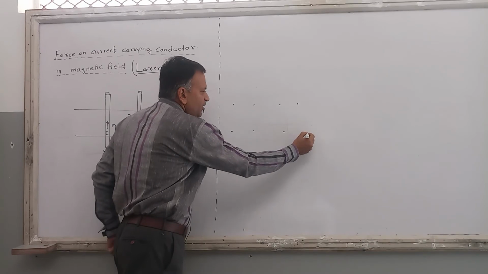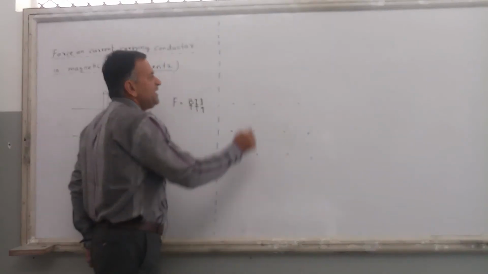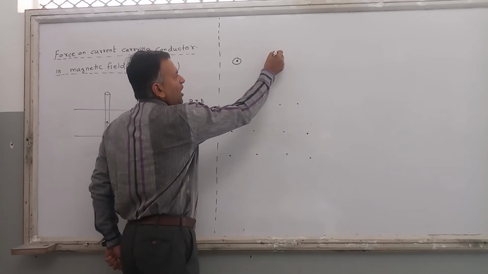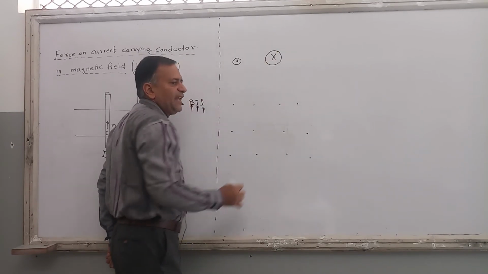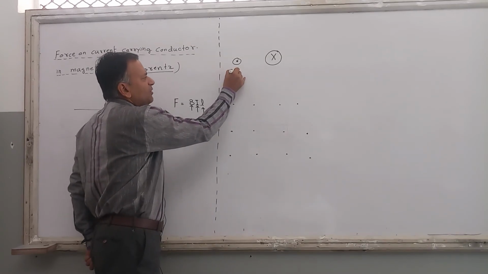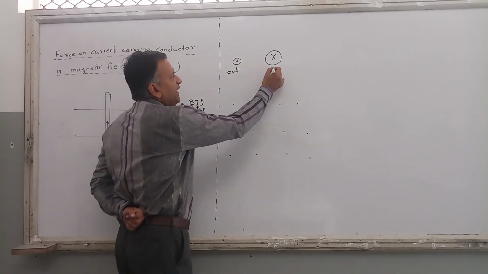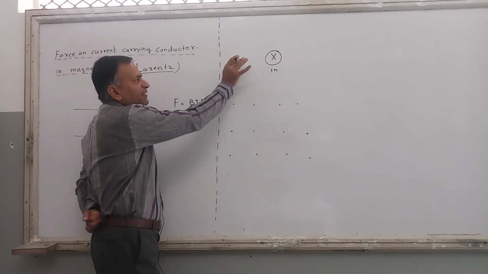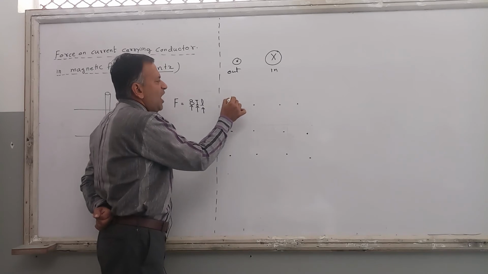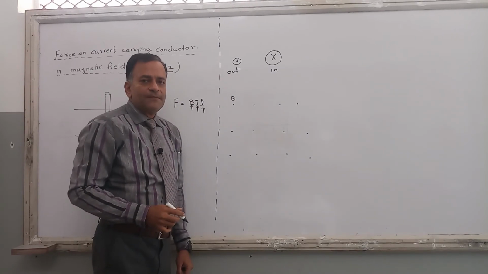Remember this thing: you have seen trains, and at the front of the train you see a big dot. And at the last bogie of the train, you see a cross sign. So whenever you see the dot, the train is coming towards you, that is outside. And whenever you see the cross, the train is moving away from you, and here it is inside. So here the magnetic field is represented by the dots. That means the magnetic field is in the outward direction, right?